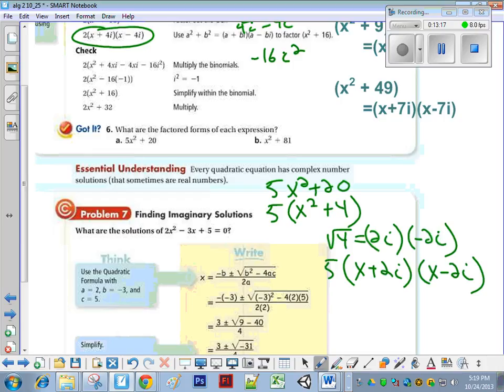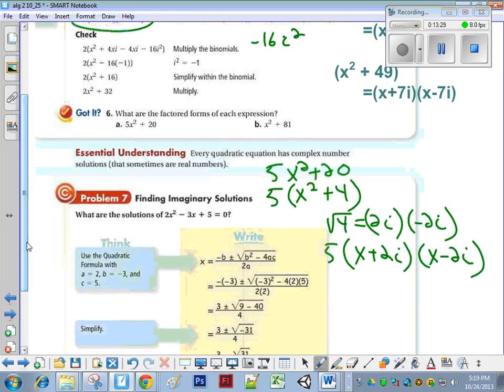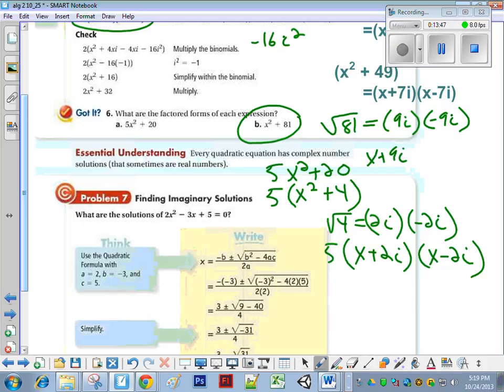It's a little bit different way of doing things. If it was x squared minus 4, it would have been x plus 2, x minus 2. Instead, if it's positive, it's x plus 2i times x minus 2i. Now, a little bit easier might be something like this, x squared plus 81. The square root of 81 is basically 9, but I'm going to write it like this, 9i times negative 9i. So I'll write it in this style, x plus 9i times x minus 9i.